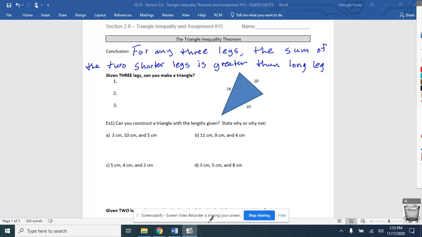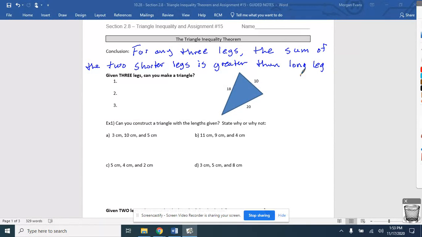So let's go back through that again. For any triangle like we had with our 5, 3, 1, the 2 shorter legs, 3 plus 1, was 4. That is not greater than 5, so we cannot create a triangle. But when we did 4 and 2, 4 plus 2 is greater than 5. So we know we can make a triangle with 5, 4, and 2.